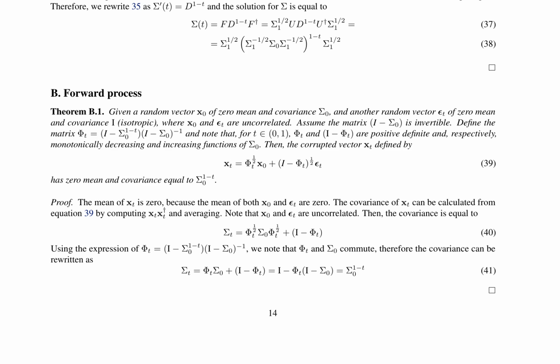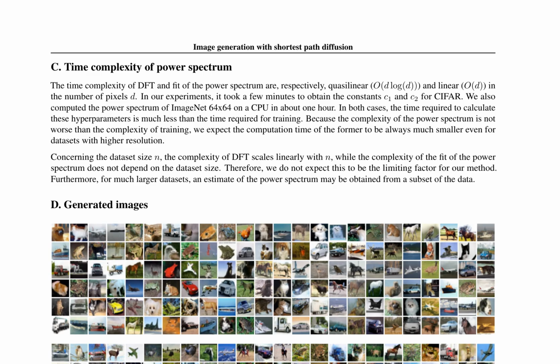The time complexity of computing the power spectrum, a crucial step in the proposed shortest path diffusion method for image generation, is examined. Specifically, the time complexity of the discrete Fourier transform, DFT, and the fit of the power spectrum are analyzed. The results show that the time complexity of DFT is quasi-linear, O(d log d), and the fit of the power spectrum is linear, O(d), in the number of pixels d. In experiments, computing the constants C1 and C2 for CIFAR10 took only a few minutes, while computing the power spectrum of ImageNet 64 by 64 on a CPU took about 1 hour.